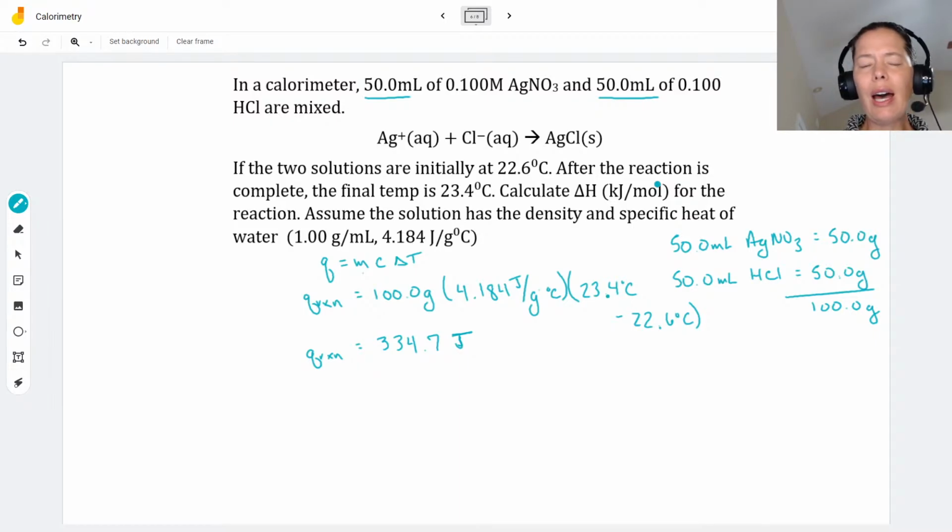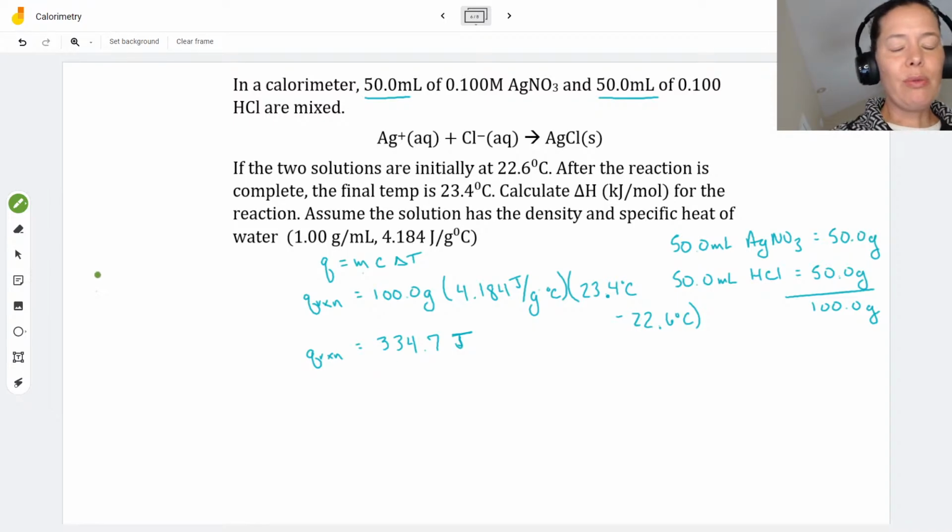So I've got amounts of both reactants. And that makes me think of limiting reagent. I know everybody groans as soon as I say that. Let's switch over to color here. If we're going to do any kind of stoichiometry, whether that's limiting reagent or simple stoichiometry, we need to know moles. So let's figure out moles of silver nitrate and moles of hydrochloric acid.